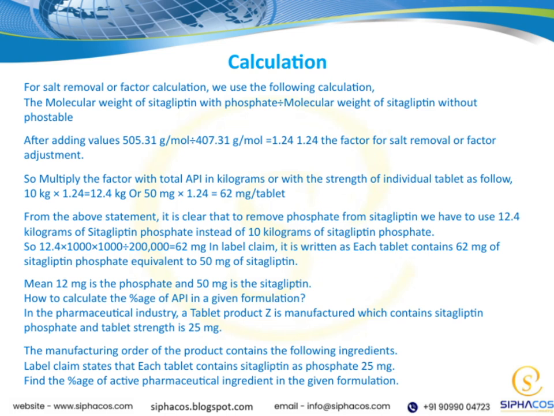Since the label claim is 25 milligrams of sitagliptin phosphate, and we know the molecular weight, we can determine how much sitagliptin is present, and then calculate its percentage relative to the total tablet weight. This process helps us understand the formulation's potency and ensures it meets the specified active ingredient content. Always remember, these calculations are crucial for quality control and regulatory compliance in pharmaceutical manufacturing.